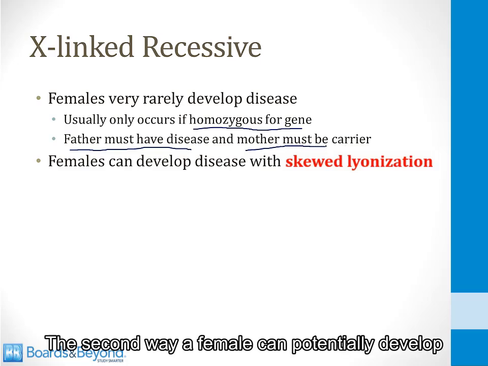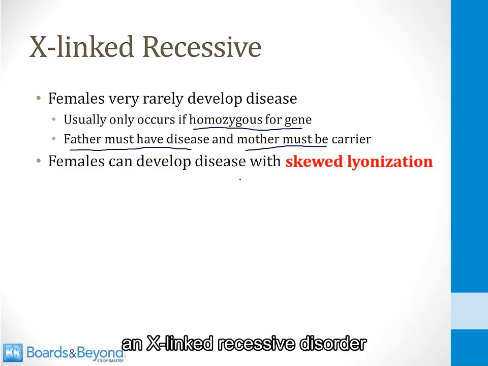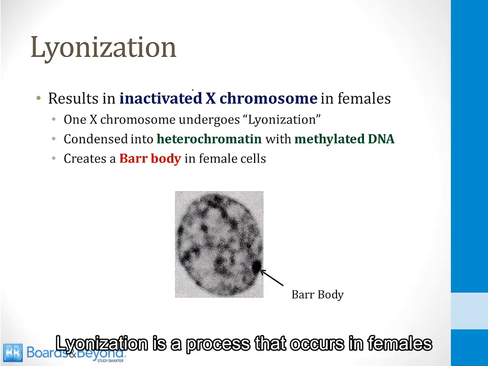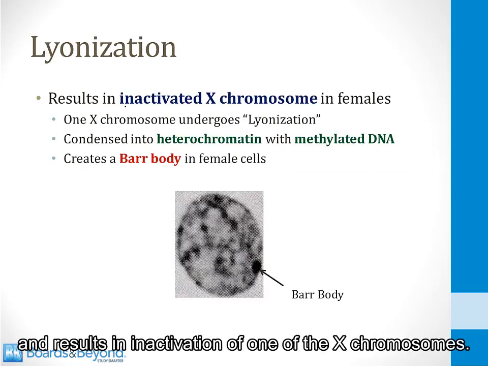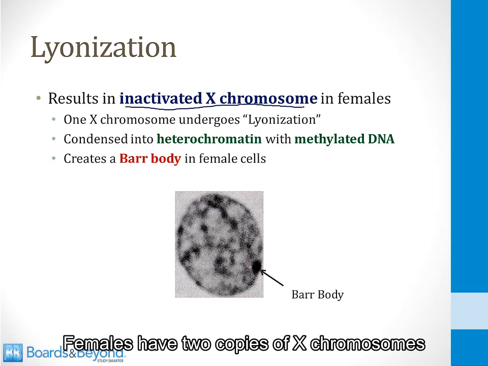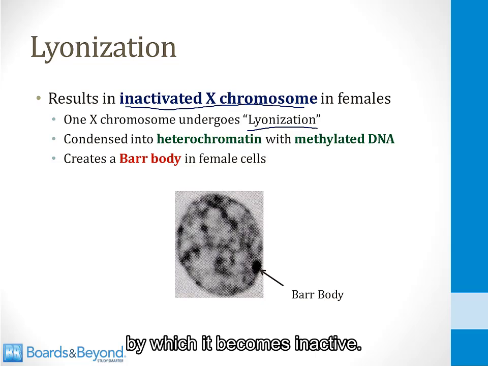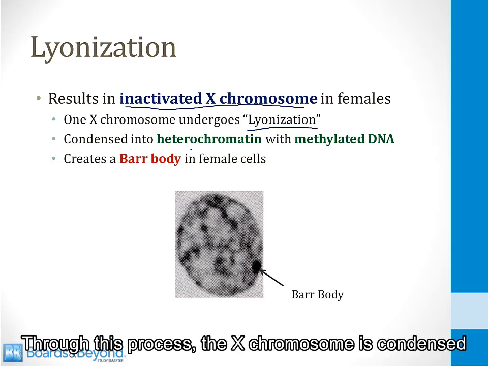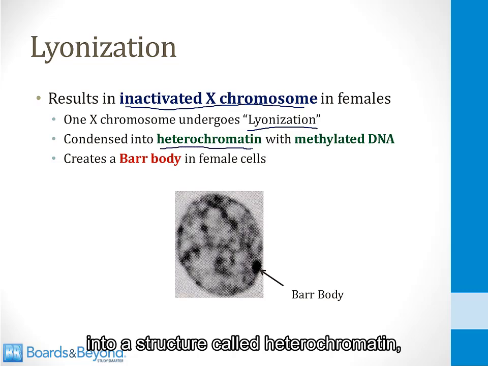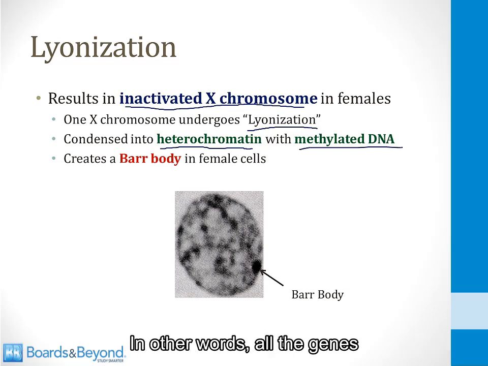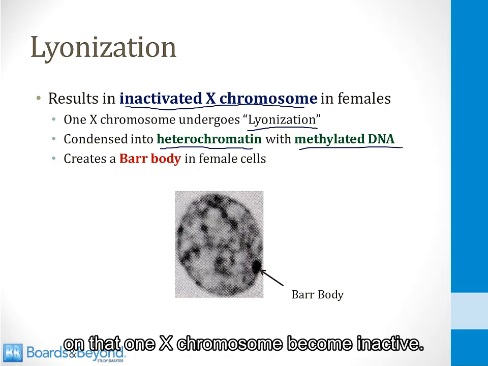The second way a female can potentially develop an X-linked recessive disorder is if she develops what's known as skewed lionization. So let's talk about that now. Lionization is a process that occurs in females and results in inactivation of one of the X chromosomes. Females have two copies of X chromosomes found in the cells of their body. One of those chromosomes in each cell will undergo a process called lionization by which it becomes inactive. Through this process, the X chromosome is condensed into a structure called heterochromatin, and the DNA in that X chromosome becomes methylated and therefore becomes inactive. In other words, all the genes on that one X chromosome become inactive.